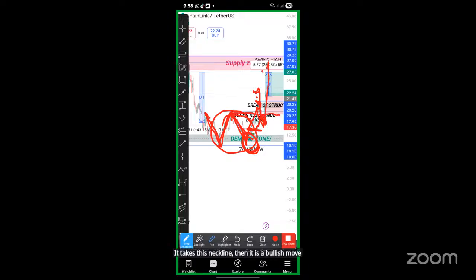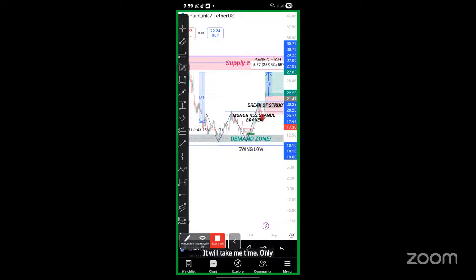I expect this coin to go up to $27.075, and this would be a 25% move. It will be a 25% move from where we are to here, up. It will take me time. Only that I'll just need to be patient.